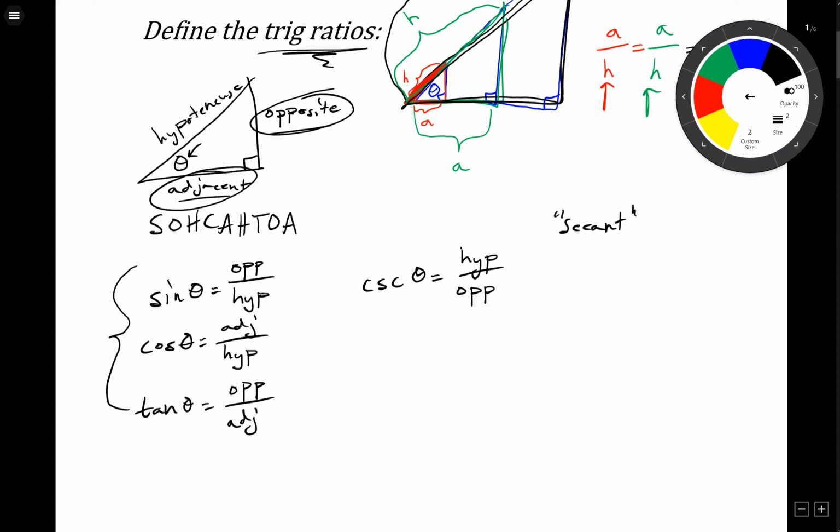Just like cosecant is the reciprocal of sine, secant, which is abbreviated sec theta, is the reciprocal of cosine. So hypotenuse over adjacent, since cosine is adjacent over hypotenuse. Okay, finally, the last one and the easiest one is cotangent. And this one, unsurprisingly, is the opposite of tangent. We abbreviate it cot. It means cotangent, and it is the reciprocal of tangent. So tangent is opposite over adjacent. Cotangent is adjacent over opposite.